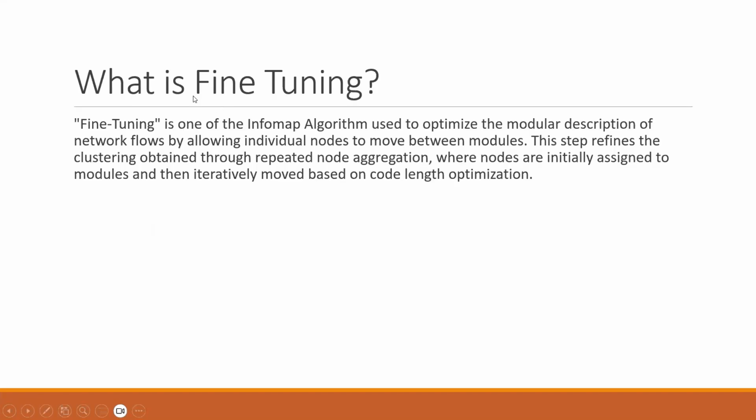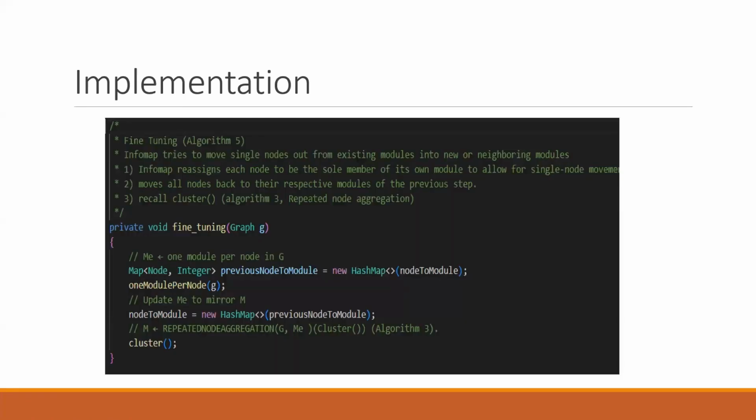So first, what is fine-tuning? Fine-tuning is one of the InfoMap algorithms used to optimize the modular description of network flows by allowing individual nodes to move between modules. This step refines the clustering obtained through repeated node aggregation, where nodes are initially assigned to a module and iteratively move based on code length optimization. In the next slide, I will be talking about how we implemented the fine-tuning algorithm.